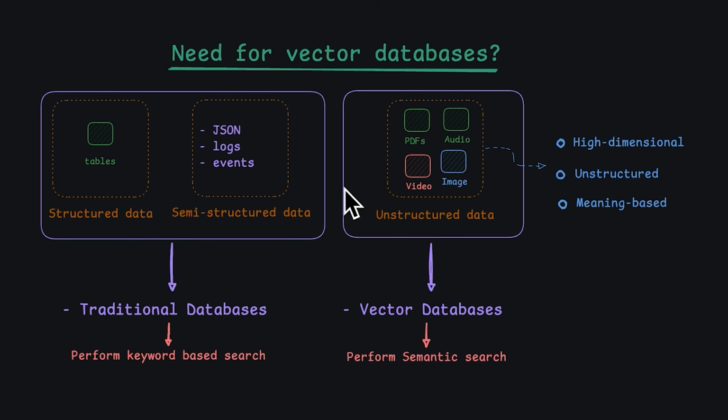So for example, if you try to store a PDF, the only thing that you can do here is perform some keyword-based search, but if that keyword is not present inside the PDF, even though the user intent is the same, it will not be able to retrieve that information, because here the only thing that you can do is keyword-based search. You cannot do semantic search. You cannot do meaning-based search, right? That's the main limitation of traditional databases.